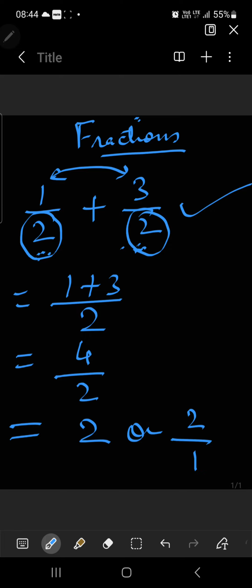Okay. So for adding such fractions where your denominator number is the same, it's very easy to add them or subtract them. We just have to add or subtract the numerator part as per the question given, and simply write the denominator part as the same number which is there in the fraction. Okay.